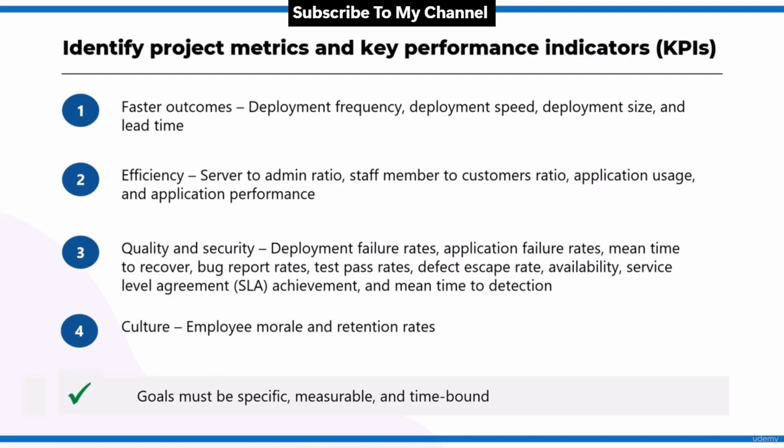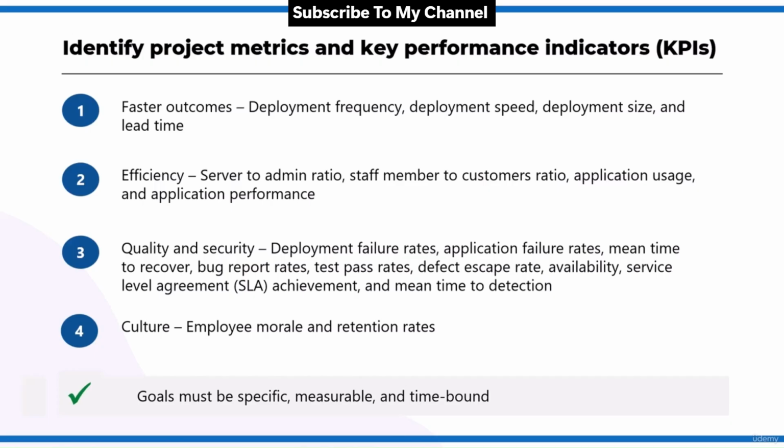You also have to focus on efficiency, where we have the server to admin ratio: are the projects reducing the number of administrators required for a given number of servers, or is it increasing? Staff members to customer ratio: is it possible for fewer staff members to serve a given group of customers? Application usage and application performance: how busy is your application? Is your application performance improving or dropping based upon the metrics visible for that application?